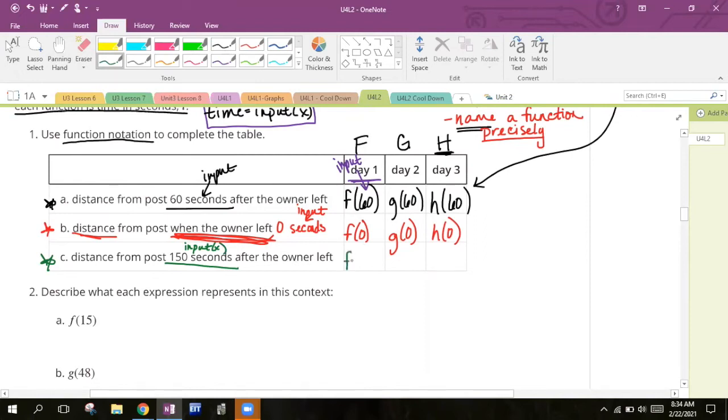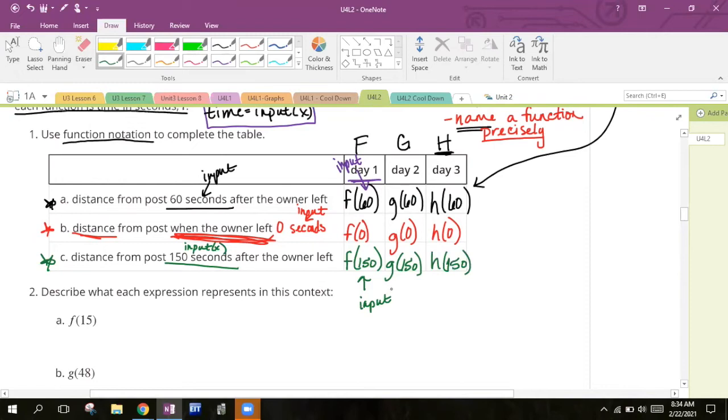All right, and we know that inside my parentheses goes my input. What is my input for this question? 150. Okay, now what about day 2? G and 150. And then finally for day 3, H and 150.